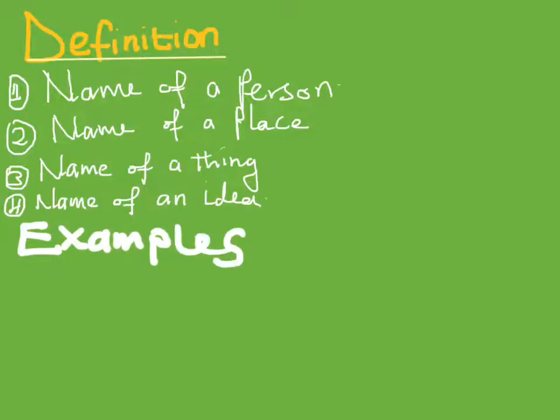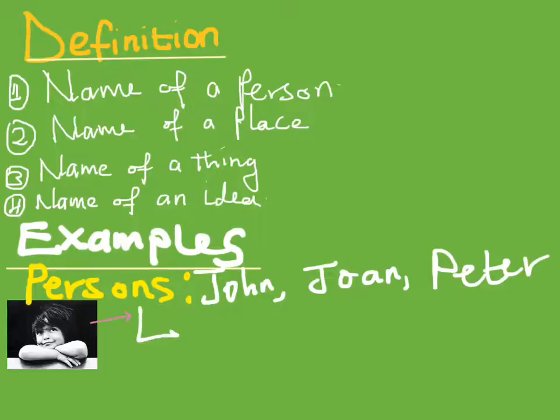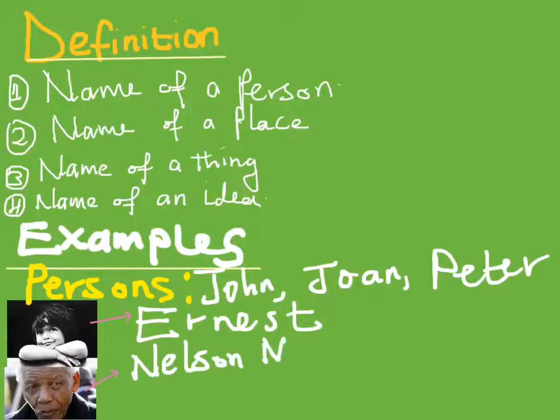For example, you may have names of persons such as John, Juan, Peter, Ernest. You see, if you call somebody Ernest, the word Ernest is a noun. It's the name of a person. The word John is a noun. It is the name of a person. The name Juan is the name of a person. Same with Peter. Maybe Nelson Mandela is the name of a person. If your name is Peter, if your name is John, whatever name you have, it is a noun.